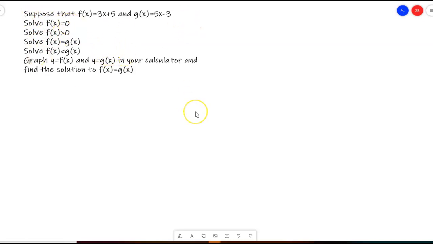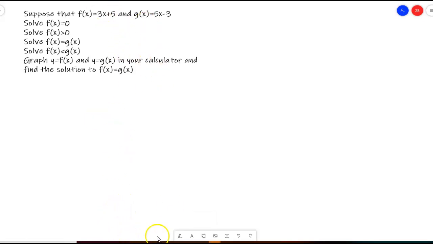It says suppose that f of x is equal to 3x plus 5 and g of x is equal to 5x minus 3. And we want to do all of these things. We want to solve f of x is equal to 0, f of x is greater than 0, f of x is equal to g of x, f of x is less than g of x. We want to graph both the functions and show how the calculator can find the solution of f of x is equal to g of x. That's the point where the two curves meet, or two lines in this case will meet.